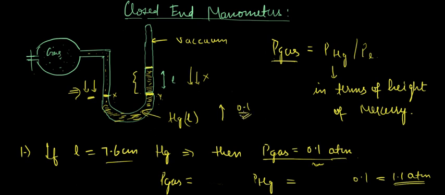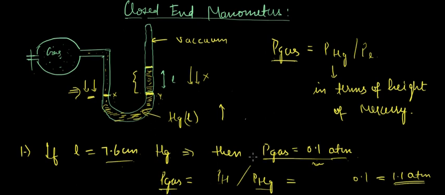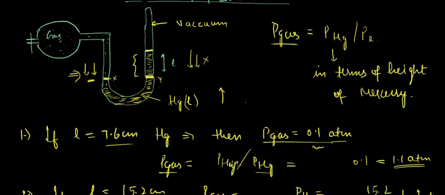Let's say, for example, the height of the mercury raised from point Y was 7.6 centimeter. Then we can write that the pressure of gas at point X would be 7.6 centimeter of Hg, or 0.1 atm. So we can say that the pressure of gas is the pressure of mercury, or the height of mercury raised. And that would be equal to the pressure of mercury at point Y, which is nothing but the pressure of gas at point X. So that is 0.1 atm.